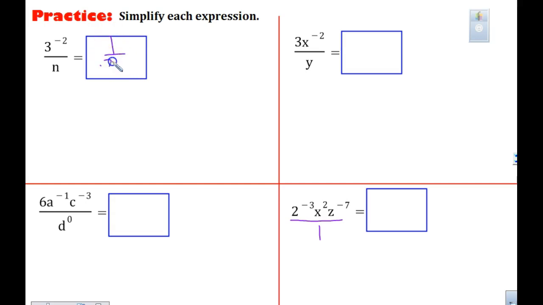1 on top, 3 to the 2nd, and what do I do with the n? Leave it on the bottom. 3 to the 2nd n. Could I rewrite this if I wanted as 1 over 9n? I would take both answers, okay? A lot of times when they say simplify, if I don't tell you to leave it as a power, if it's a simple one, you'd want to multiply that.